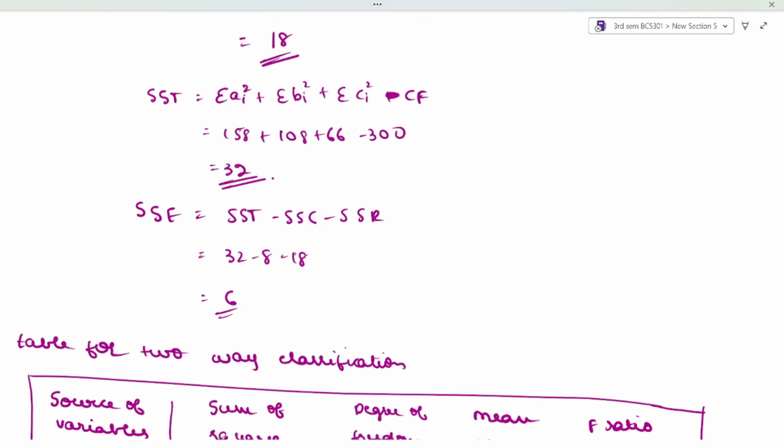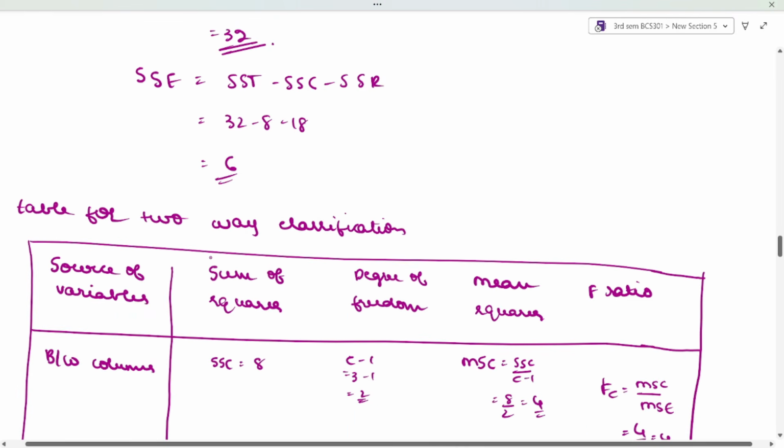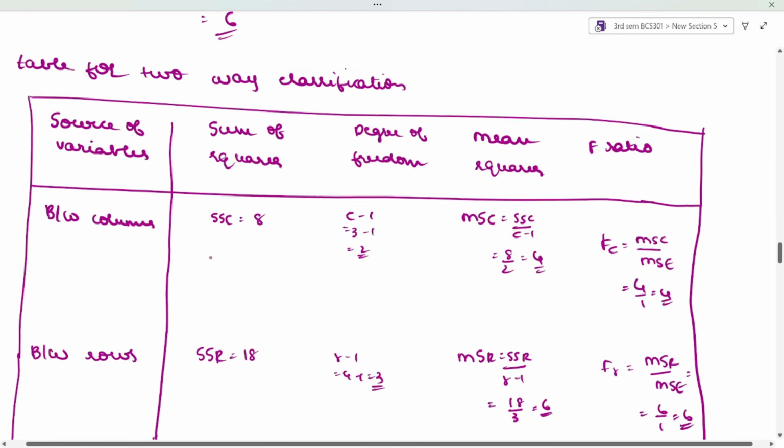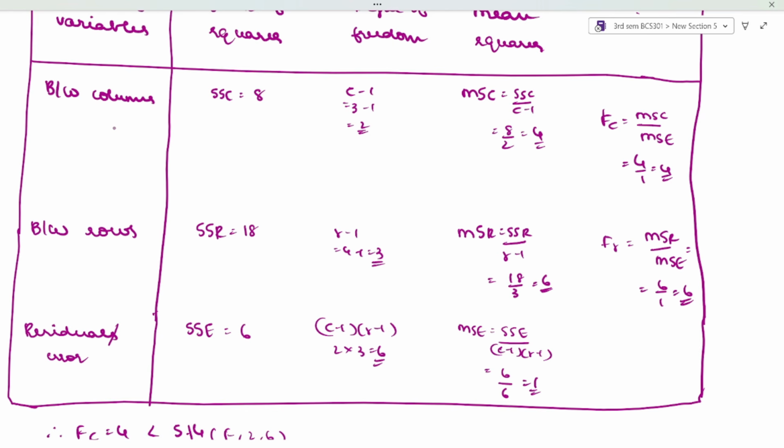Okay. Now SSE you will get, now SSE means SST minus SSC minus SSR. This all 3 values you have to add, just do the operation that is there. Now for this ANOVA table for 2-way classification, you will take between column, between row and the residual value, that is will be error, it will be there. Now here you will have SSC, SSR and SSE which you have found out, column minus 1, row minus 1, column minus 1 into row minus 1.